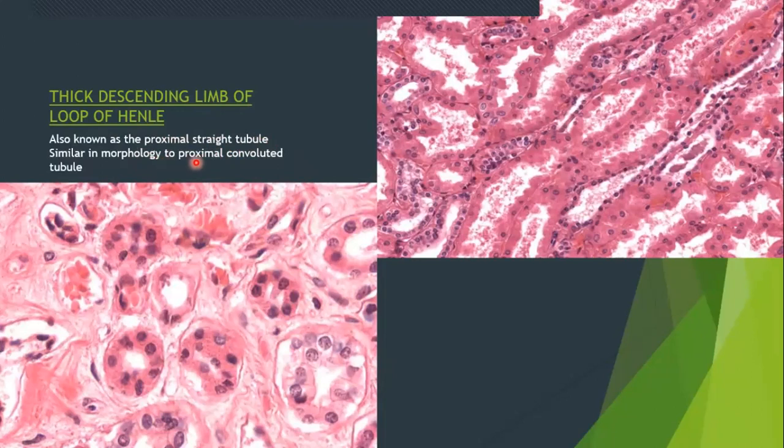Now let's look at the thick descending limb of the loop of Henle, or the proximal straight tubule. It is similar in morphology to the proximal convoluted tubule. So they are darker staining, they will have a star-shaped lumen, and the brush border will be very distinct. This is a longitudinal section. You can see them very clearly here, also this one. These are the proximal straight tubule in cross section here, here, also this one. But if you compare the staining property of this one and this one, you can see these are darker staining. So this must be your distal straight tubule. These are your proximal straight tubule.